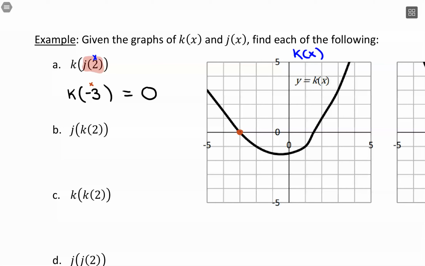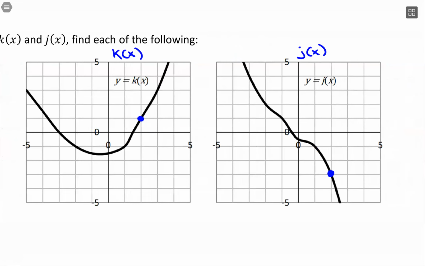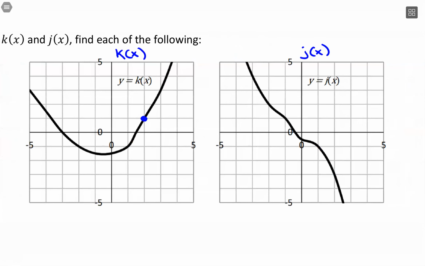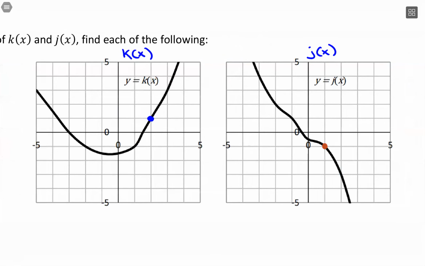All right, if we're looking at k of 2, so if x is positive 2, where's my function k of x? You can see we have this output at positive 1 when x is positive 2. So here we're really looking at j of 1. Then I'm going to go to the j of x function and look at x equals positive 1 and see where the function output is, and it's down there at negative 1.